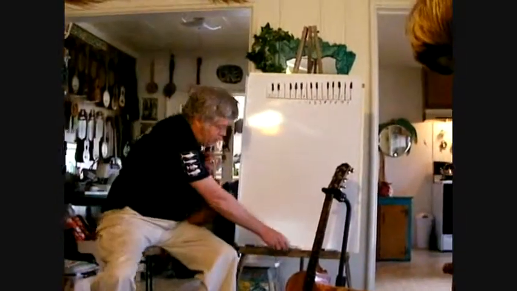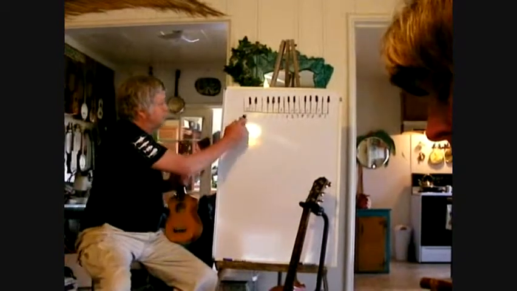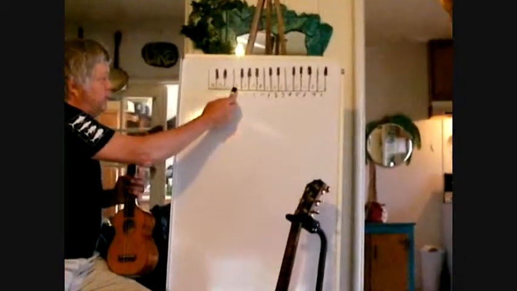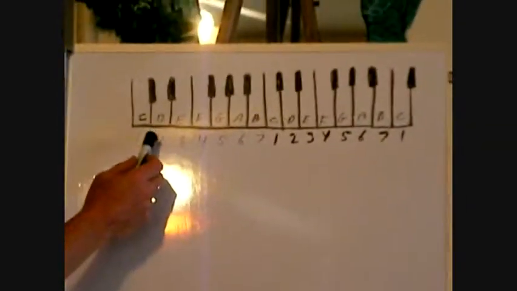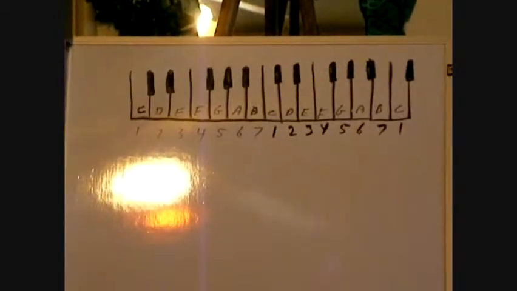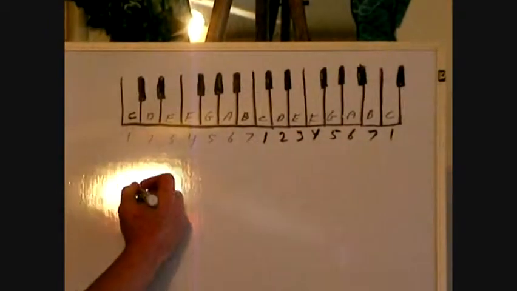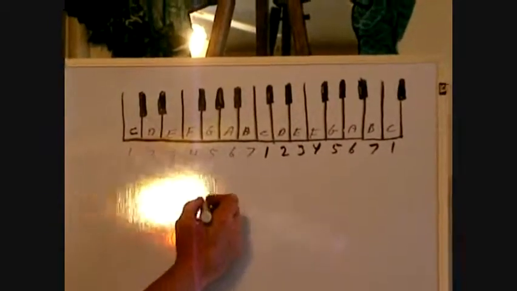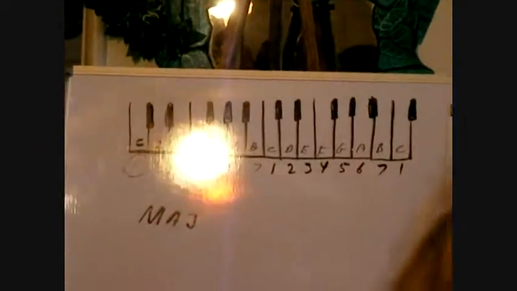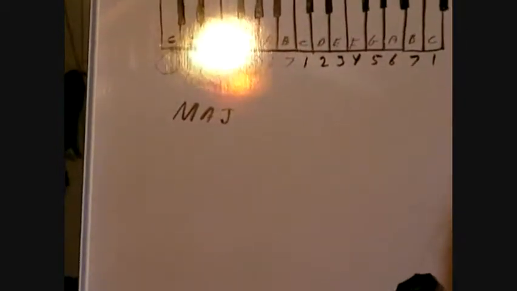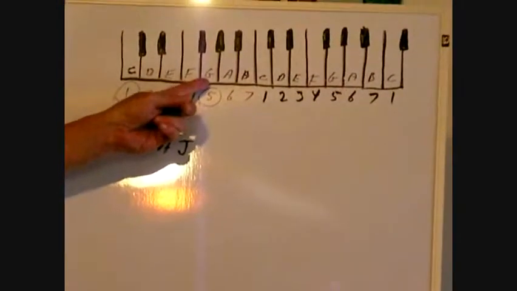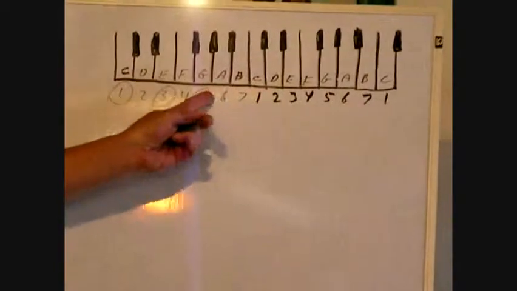Okay, major chord. The C scale doesn't have any sharps or flats, so it's going to be C, D, E, F, G, A, B, C, or 1, 2, 3, 4, 5, 6, 7, and then back to the 1. A major chord is going to be made up of the 1, the 3, and the 5 notes of the scale, and it's always going to be that way. If you're playing in the key of G, the 1, 3, and 5 are going to be G, B, and D.